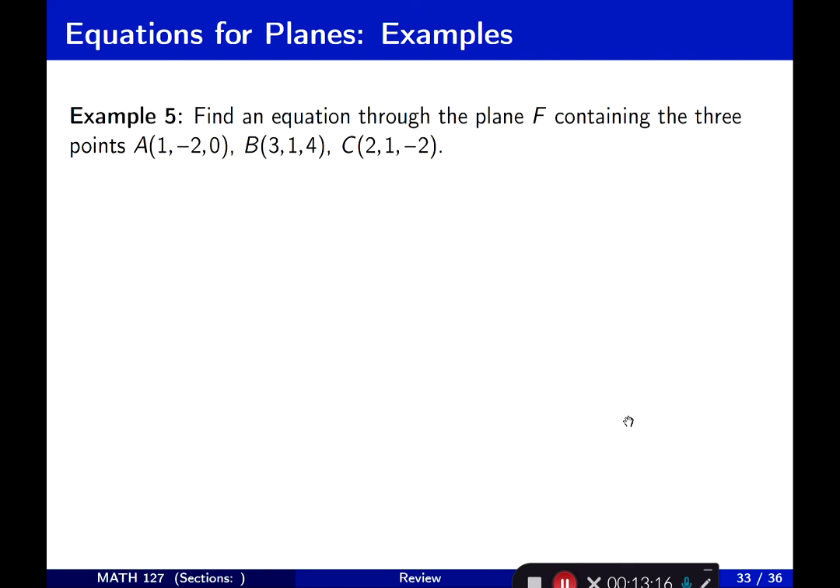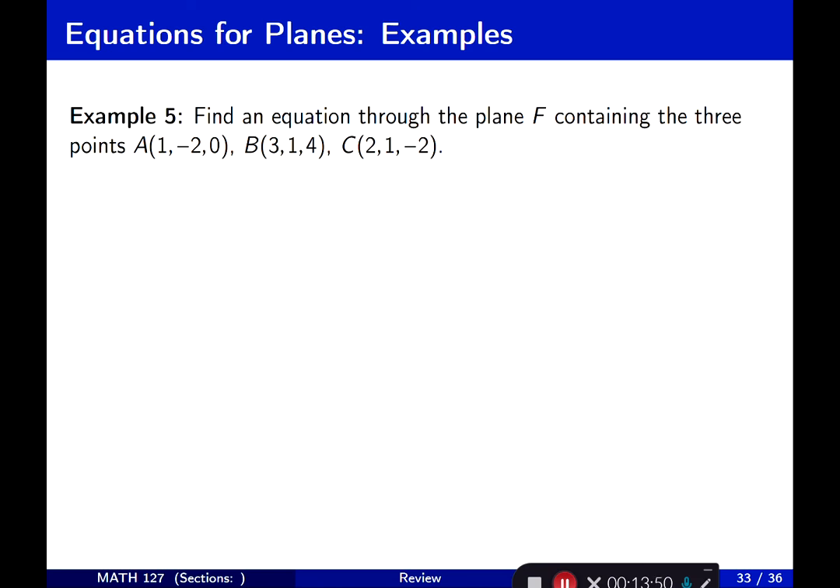Okay, we discussed that 3 non-collinear points give you a unique plane, right? So can we do something to find the equation of the plane going through those 3 points? Example 5 is just that, and you're finding the plane that goes through point A, that is (1, -2, 0), point B, that is (3, 1, 4), and C, that is (2, 1, -2).